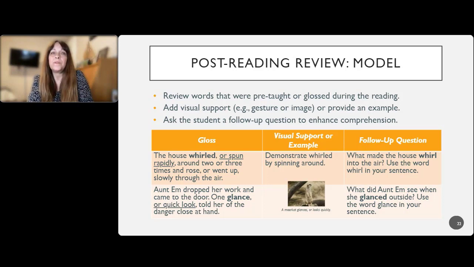You see the wonderful little GIF there. And again, a follow-up question to really try to get the students to use the word glance in their response. Yes, we certainly want to make sure that we provide wait time for our students as they're formulating that response. Thank you for those ideas. Okay, let's take a look.